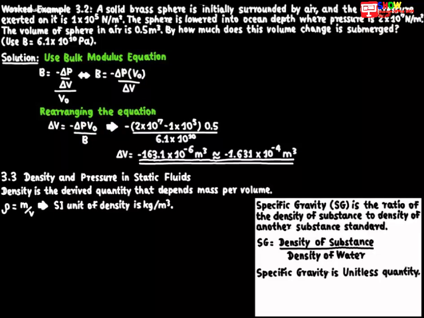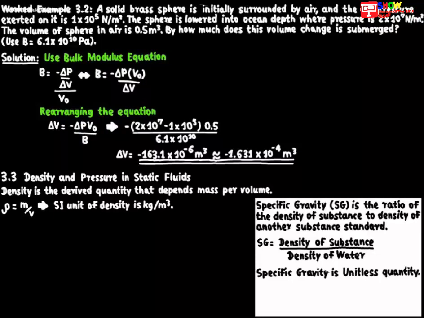Use the bulk modulus equation. B equals minus change of P over change of V over V naught, so B equals minus change of P times V naught over change of V. Rearranging, change of V equals minus change of P times V naught over B, which equals minus 2 times 10 to the power of 7 minus 1 times 10 to the power of 5, times 0.5, over 6.1 times 10 to the power of 10. So change of V equals minus 163.1 times 10 to the power of minus 6 cubic meter, approximately minus 1.631 times 10 to the power of minus 4 cubic meter.